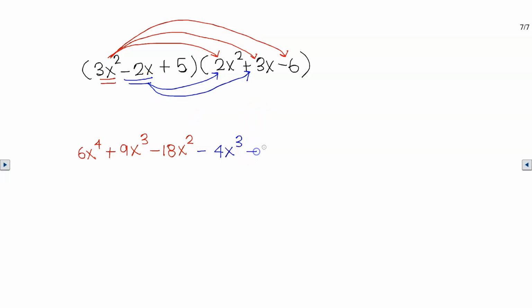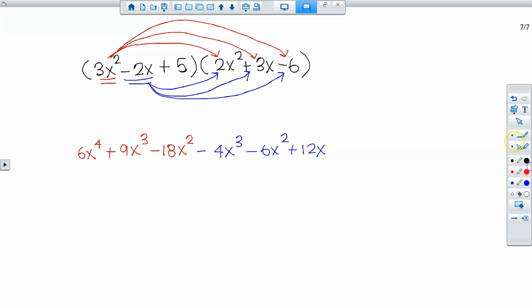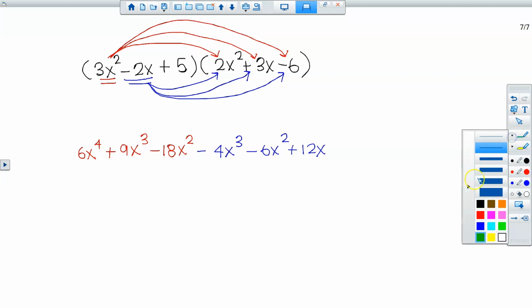Product rule says that will be a negative 6x squared. And then I'll finish this one off with negative 2x times negative 6. That's going to be a positive 12x. So now term number 2 has been multiplied by all 3 terms of that second polynomial. And now I'll have to go through this process one more time using my positive 5.